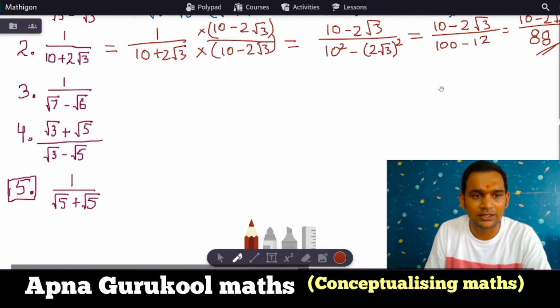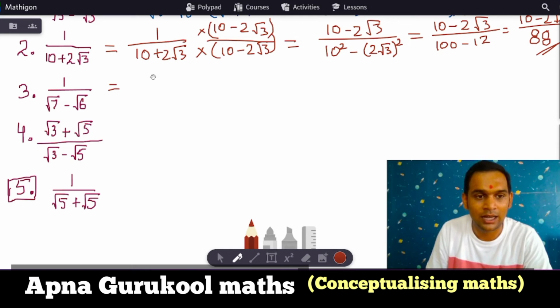Now the third problem says 1 by root 7 minus root 6. So what will we do? I will do it here itself directly. So we need to multiply in the denominator by square root 7 plus square root 6. The same number must be multiplied in the numerator, square root 7 plus square root 6.